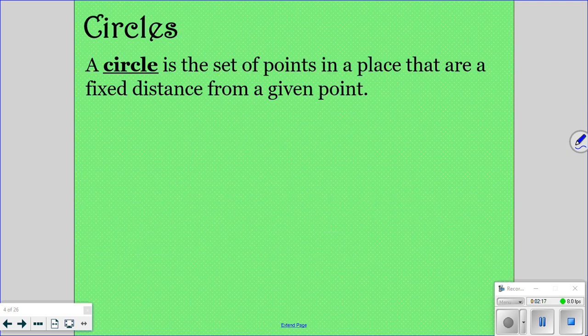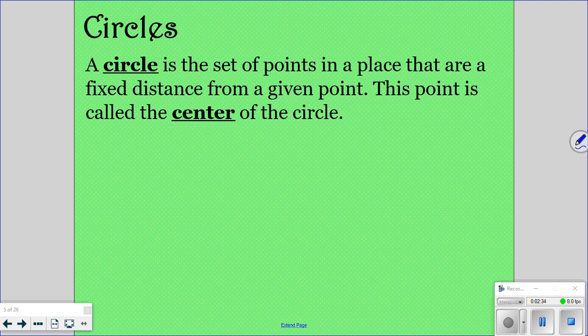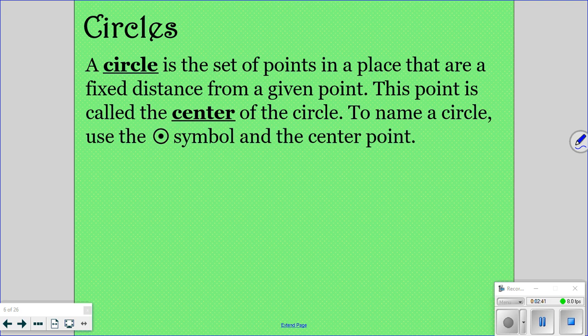So a circle is the set of points in a plane that are a fixed distance from a given point. So whatever that fixed distance is, all of the points on the circle are going to be the same distance from your given point. The given point is called the center of the circle. To name a circle, you're going to use the circle symbol here and whatever the center point is. So circle P, circle A, circle Q, whatever it is.